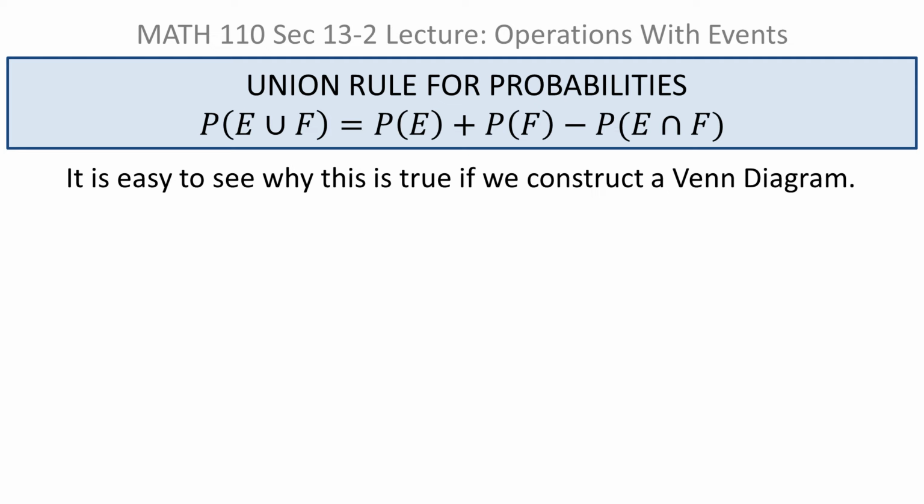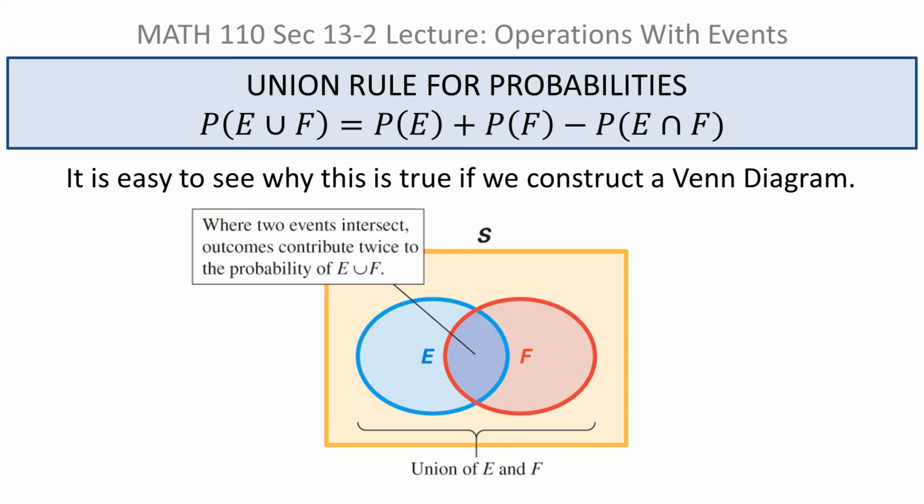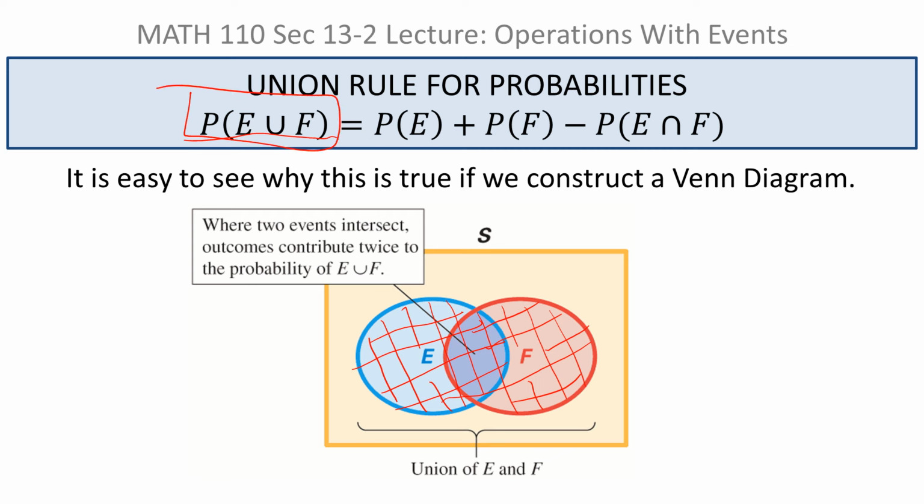It's easy to see why the union rule for probability is written the way it is if you construct a Venn diagram. Notice that the probability of E union F is the area included in either or both circles. In other words, if I actually do some cross-hatching, the probability of E union F is that crosshatch region. It's the region that's in either or both circles.